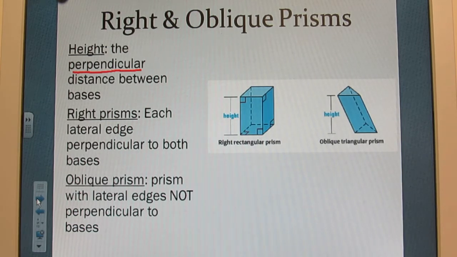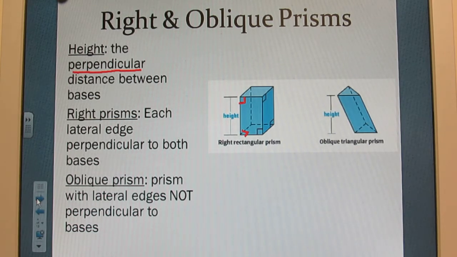In a right prism, each lateral edge is perpendicular to both bases. So we look over here and we see that this is perpendicular and this is perpendicular. So I have a right, in this case, rectangular prism.